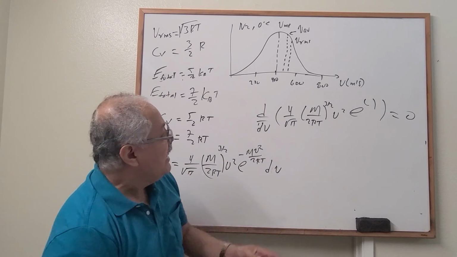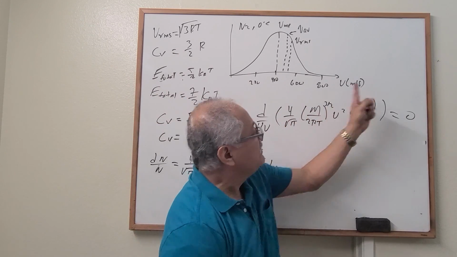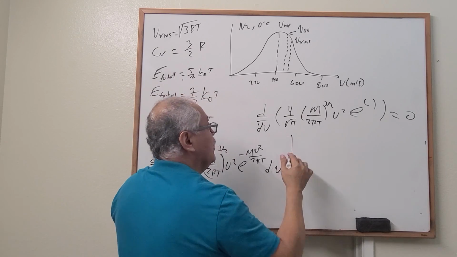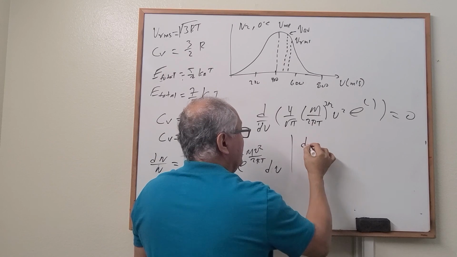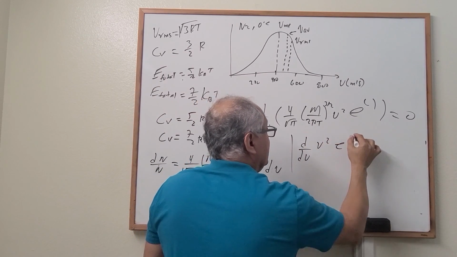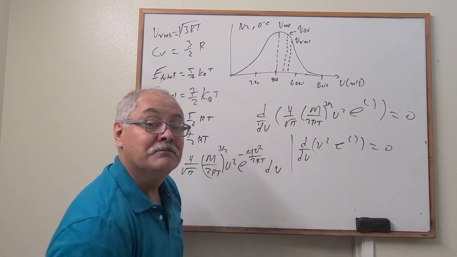So you can see this is constant, so we send it over there, correct? And we divide by this quantity and it becomes 1. So we have only the derivative with respect to the speed of v squared e to this quantity, which must be equal to 0, right?